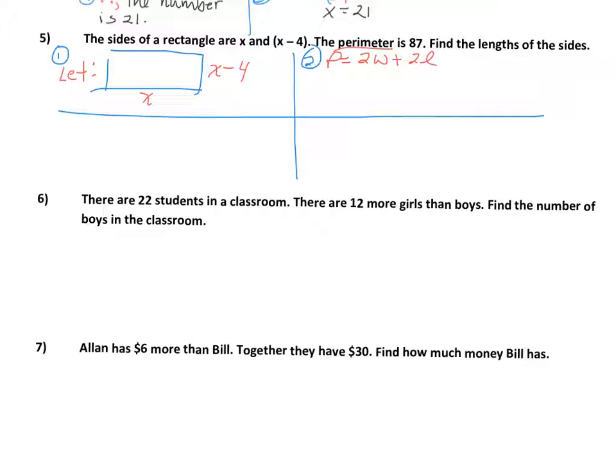It's the same thing. So they've given us the fact that the perimeter is 87, so we're going to replace P with 87 equals 2 times, and then our width is getting replaced with x minus 4. That's what we defined it as. Plus 2 times, and our length is getting replaced with x. So we are going to solve that equation. I'm going to distribute the 2, so I get 87 on the left equals 2 times the x is 2x, 2 times the negative 4 is negative 8, 2 times x is plus 2x.